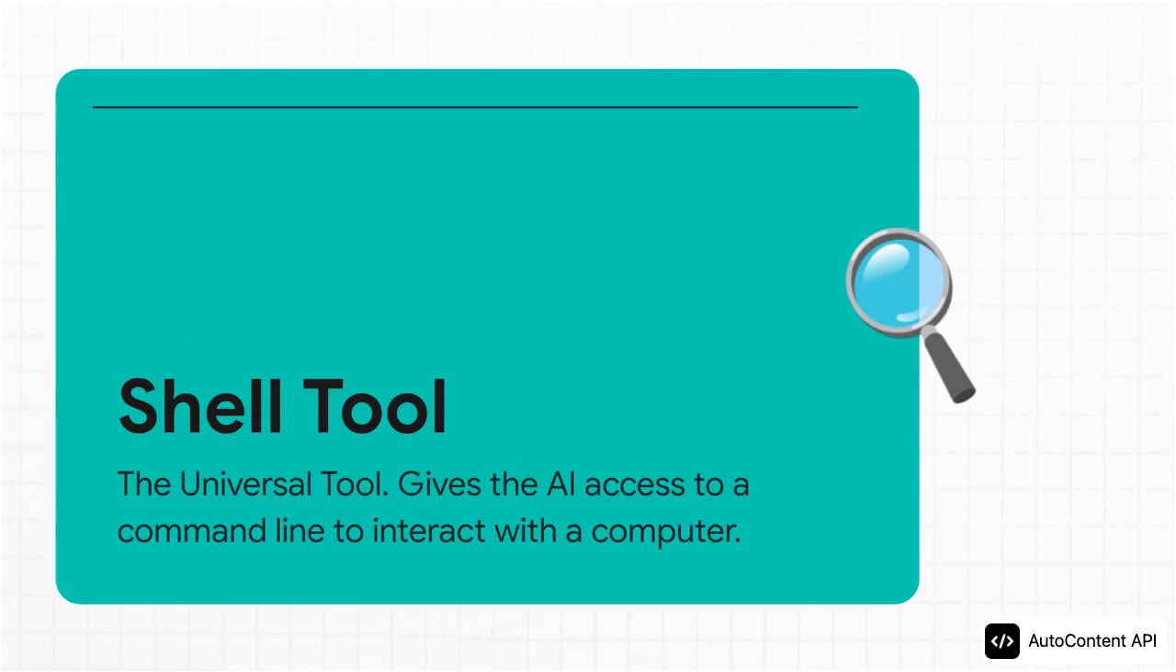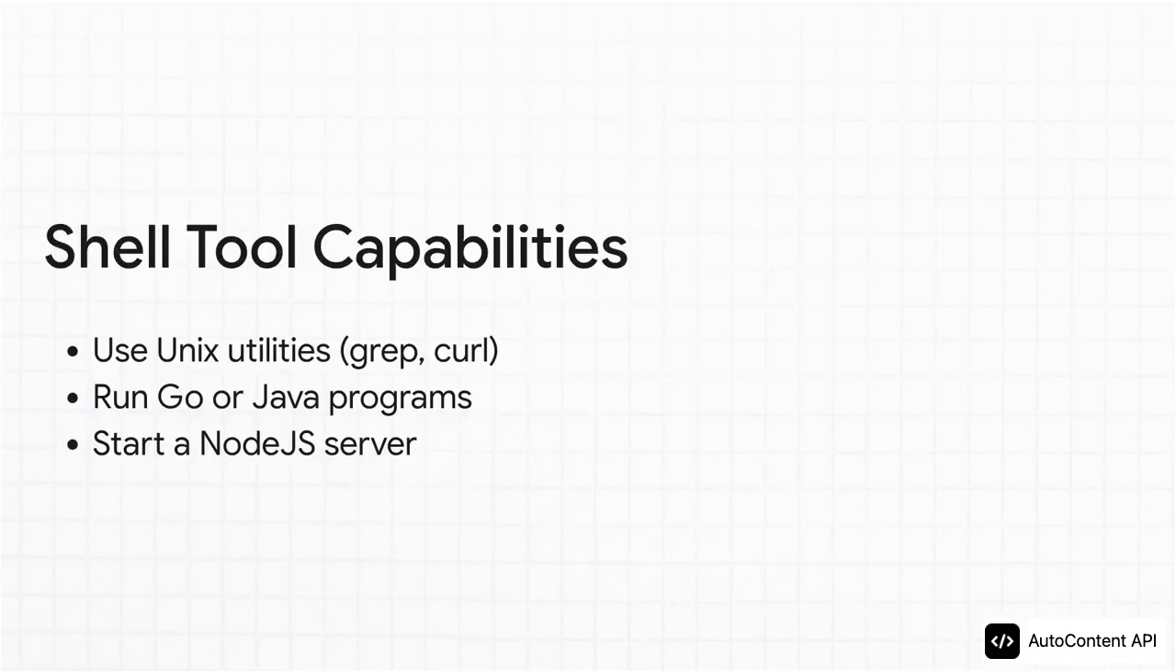Just by giving the AI access to a command line, which is the most fundamental way to talk to a computer, you unlock this massive range of abilities. And I'm not just talking about running a little bit of Python code here. Oh no, we're talking about full-on interaction. This agent can use standard command line tools like grep to search through files or curl to pull down data from a website. It can even compile and run programs in other languages like Go or Java, or even spin up a web server. This is what gives it the flexibility to tackle really complex stuff.